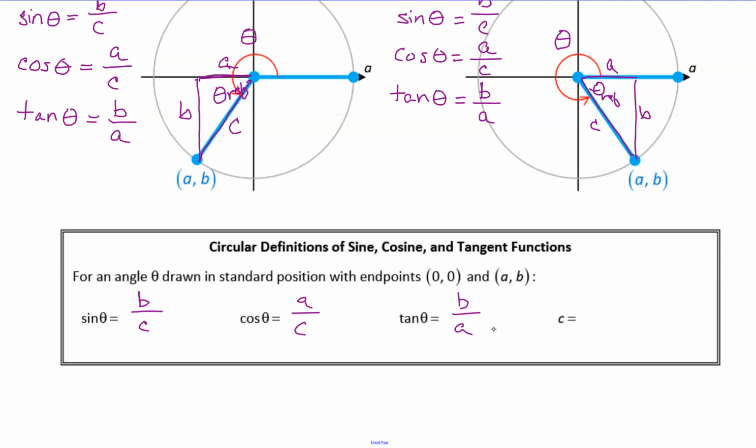And where does c come from? Well, c is found using the Pythagorean Theorem and is the square root of a squared plus b squared.